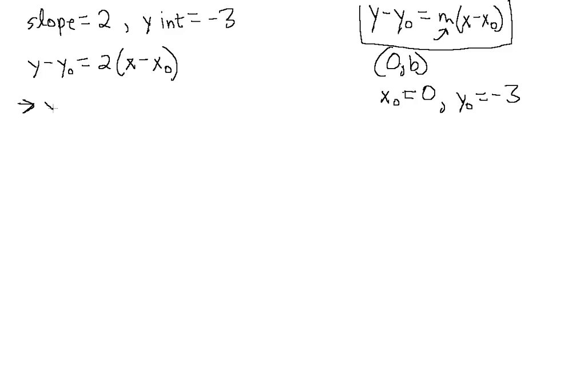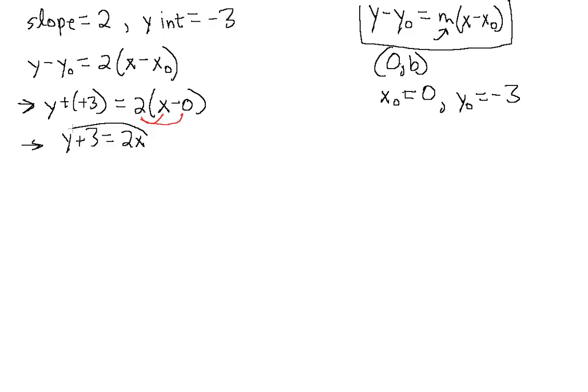So we can rewrite this as y minus y naught, which is minus 3, always being careful with our negative signs, equals 2 times x minus x naught, which is 0. And we can simplify this, kill these two negative signs, so we have y plus 3 equals, if we distribute this 2 into the parentheses, 2x, and then minus 2 times 0 is 0, so we can just leave that part out. This is the point-slope form for the line with the slope of 2 and a y-intercept of minus 3.